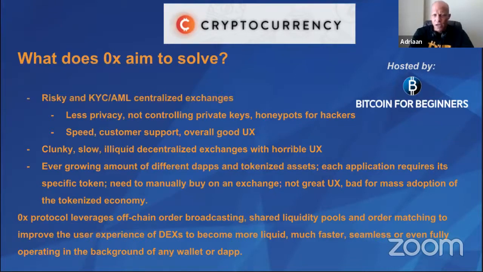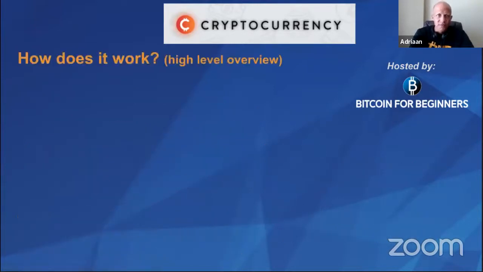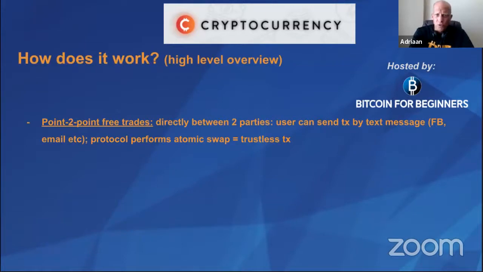So the 0x protocol leverages off-chain order broadcasting, shared liquidity pools, and order matching to improve the user experience of decentralized exchanges so they can become more liquid, much faster, seamless, or even fully operating in the background of any other wallet or decentralized application. So how does it work on a very high level overview?